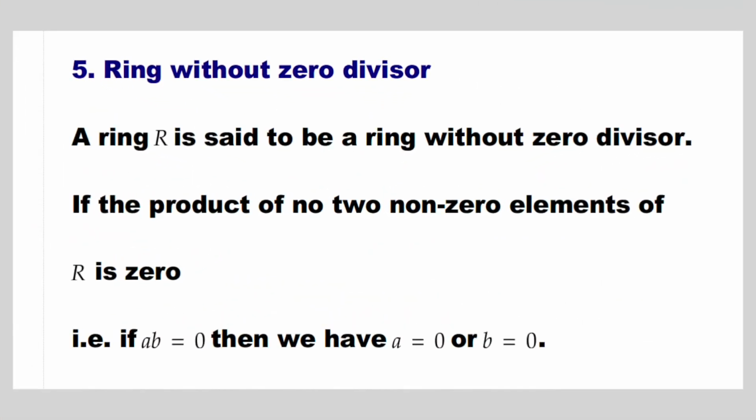Fifth one is ring without 0 divisor. A ring R is said to be without 0 divisor if the product of no two non-zero elements of R is 0. That is, if ab equal to 0, then we have a equal to 0 or b equal to 0. Next, let us see some basic properties of rings.